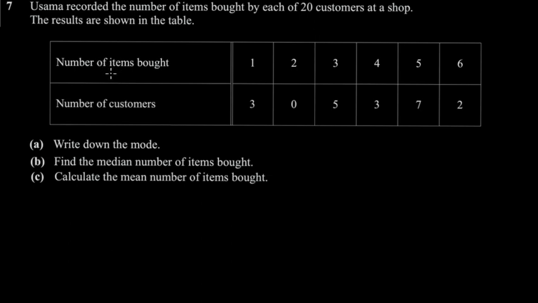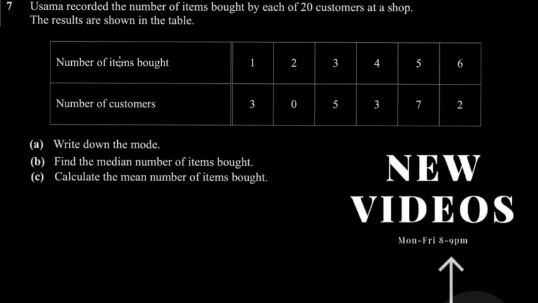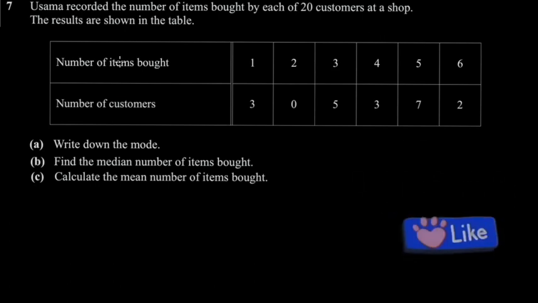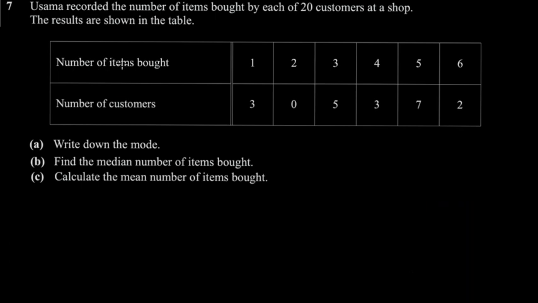Here you're dealing with what it is exactly that you're investigating, and also the frequency. Frequency is the number of times, or the count, for each class. The class is here, the number of items bought, and the frequency is here, the number of customers. So you're just dealing with what class was bought by the most customers, and the most customers we find here, on 7.